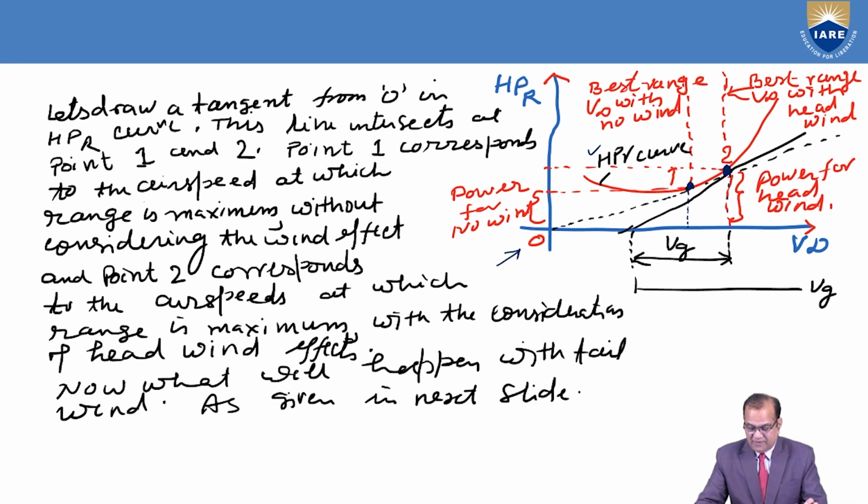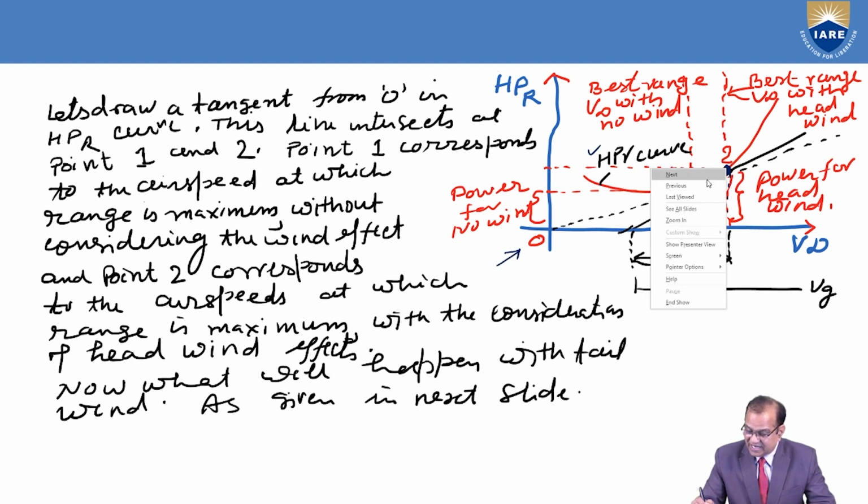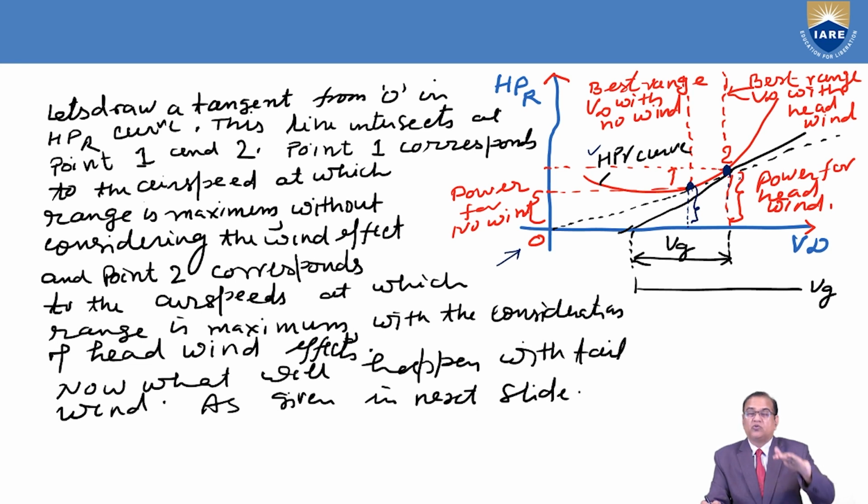Now what will happen with tailwind, as given in the next slide. So if this is the headwind, but if you want the tailwind, then what will happen? Power for the headwind, this much power is required, and for no wind, this much power is required. So to have the headwind, you need more power. Best range, that is V infinity, without headwind. Best range, V infinity with no wind. With headwind, with no wind.